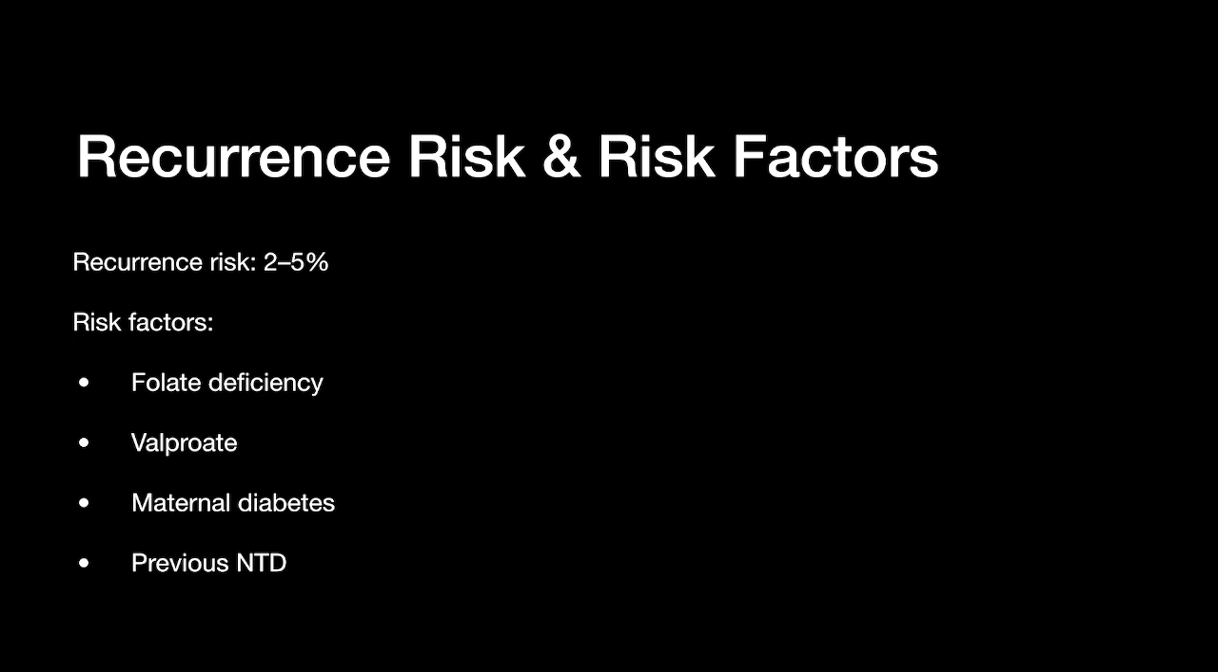Recurrence risk is 2 to 5%, and the risk factors that you should know, you can ask in the history of the patient, are folate deficiency, valproate, maternal diabetes and previous affected pregnancies. So in this case we usually give extra folate in the next pregnancy as a prophylactic dose.